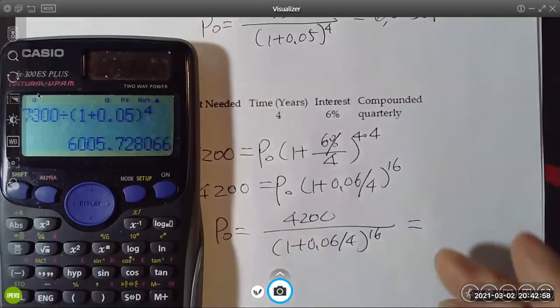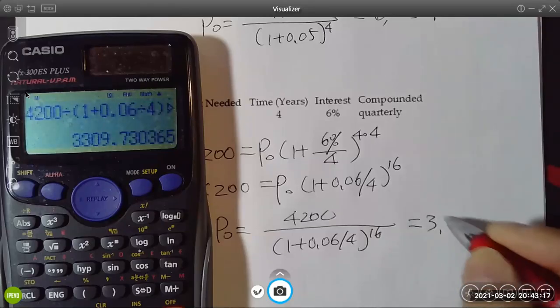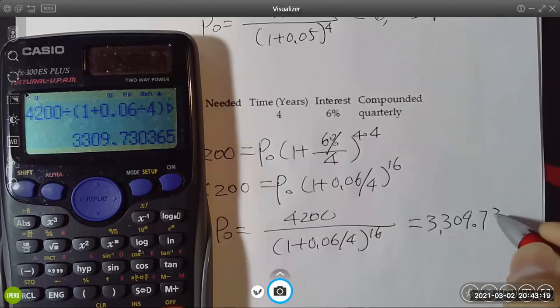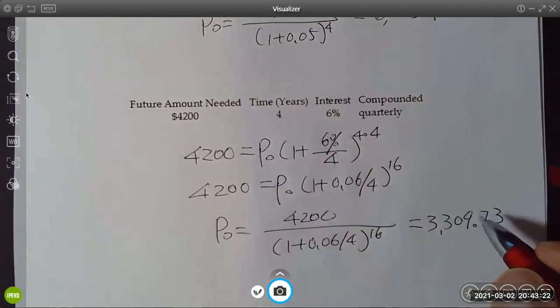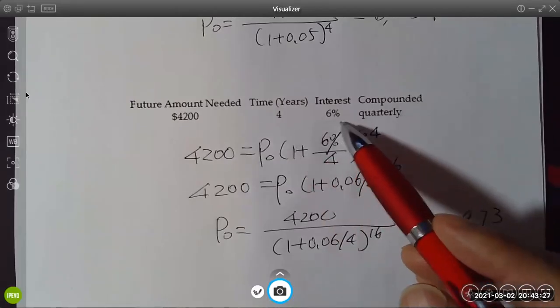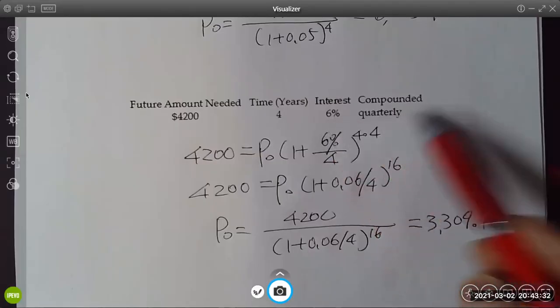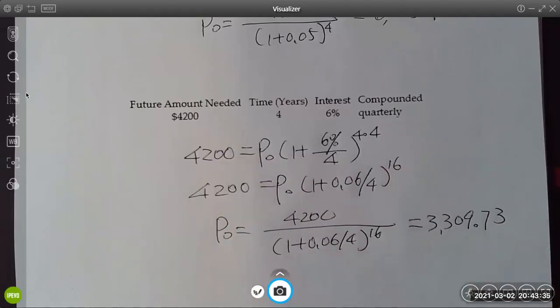Okay, now 4,200 divided by parentheses 1 plus 0.06 over 4, double check, to the power of 16. Yep. $3,309.73. That's how much you have to deposit today, so that after 4 years, at 6% annual rate, but compounded quarterly, you will have 4,200.